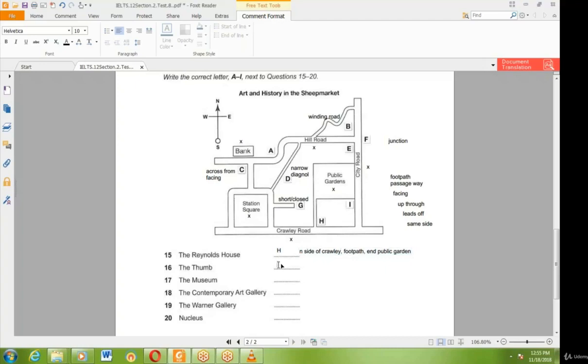All right, 16 is C. And this is what they said: Hill Road, across from bank. So the better you learn the directional language, the easier it's going to be. Number 17, answer.